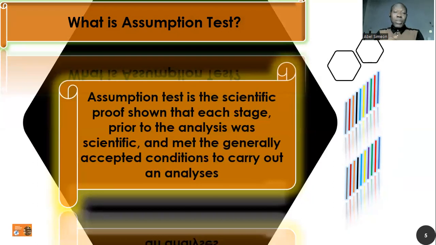you gave a recommendation and all that, or you did a discussion and did the recommendation. In all of these stages, how do we know that each of them should be believed in? It is the assumption test that gives us that scientific strength to believe in our work. So prior to the analysis, scientific tests should be conducted on each stage to show that each stage meets the accepted conditions to carry out the analysis. You had already met those conditions prior to the analysis.